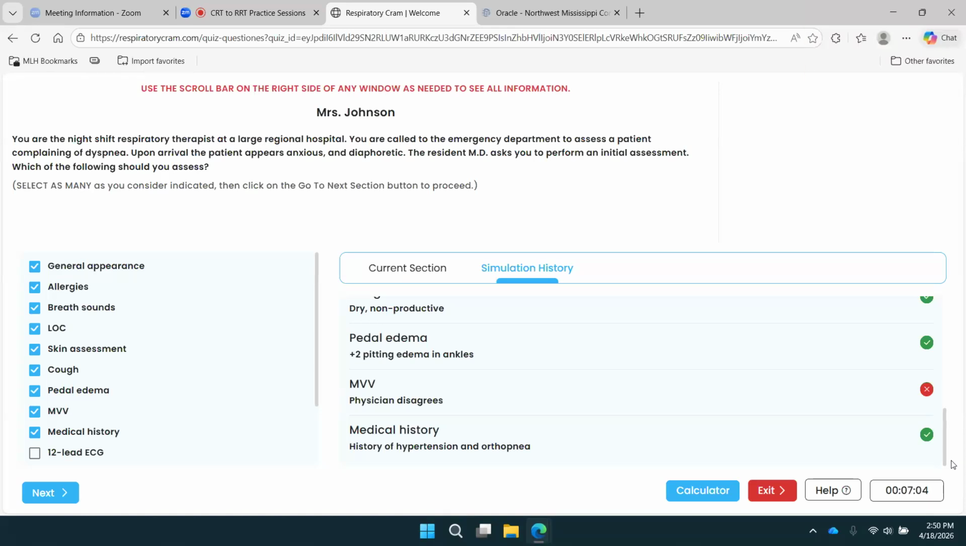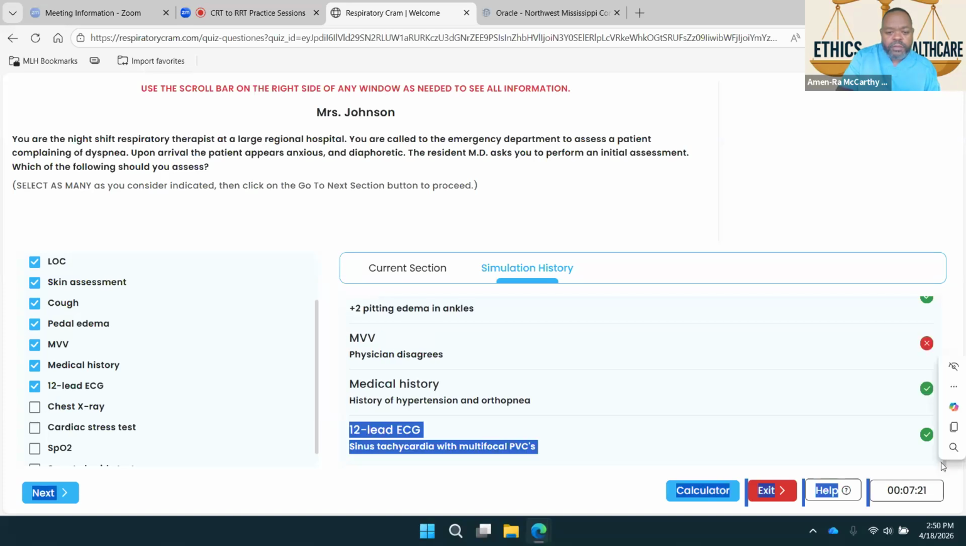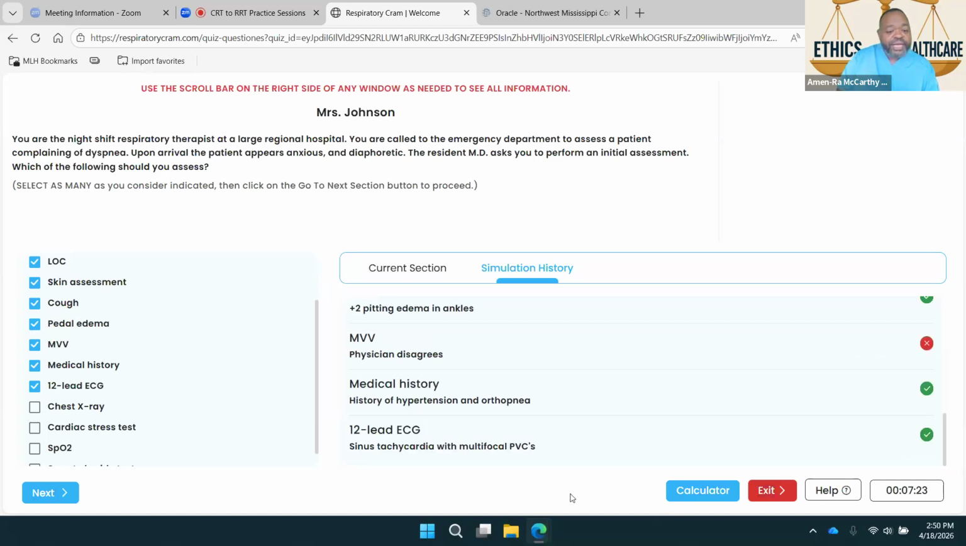CHF. That's what I'm thinking, right? But we're just getting there. We're just trying to see. What about an EKG? Do we want to get an EKG on her? Yes. Okay, EKG. Let's see. Doctor agrees. She has sinus tachycardia with multifocal PVCs.